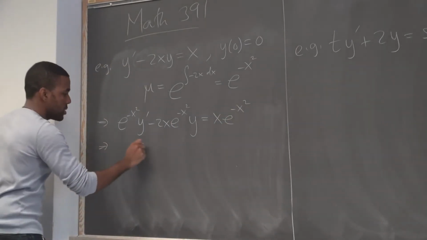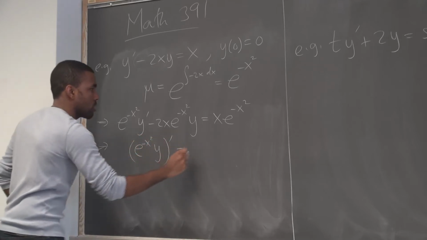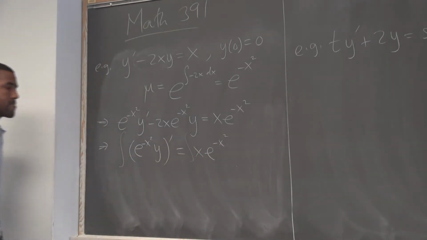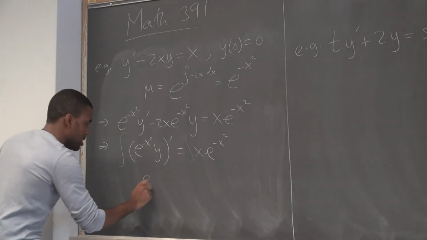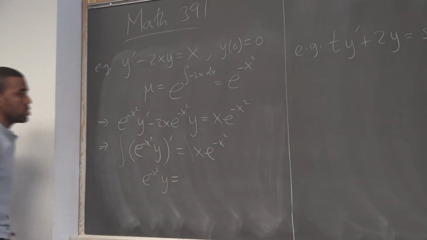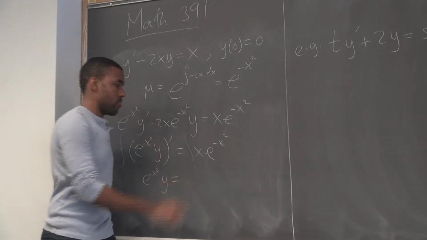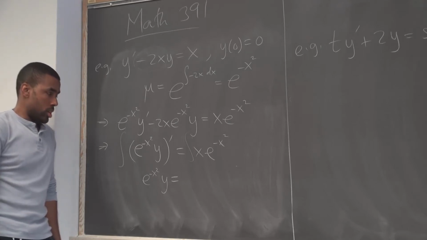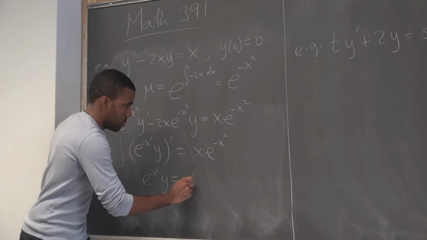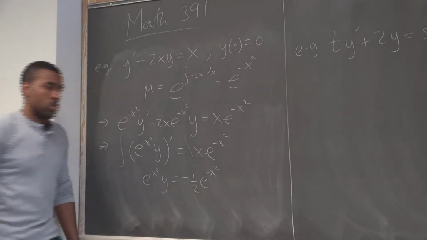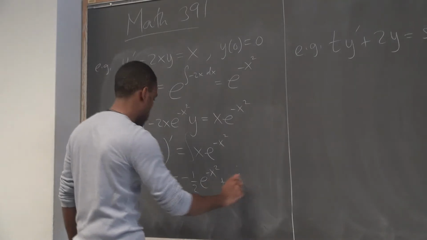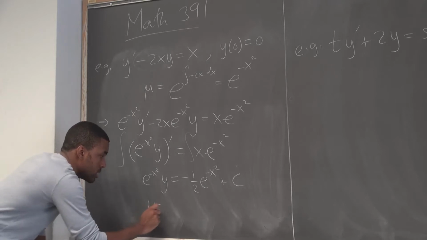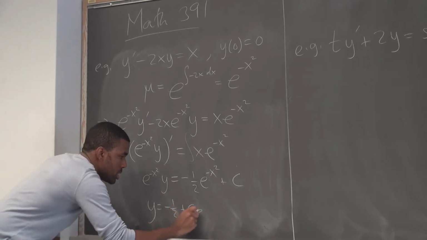I don't have to think about it, the left side is going to be this guy. And now I just integrate both sides. So the left side, e to the minus x squared y, would be equal to, how do I integrate this? U substitution. And the result would be what? Right? Plus c. And then to solve for y, I just divide by e to the minus x squared. Therefore, I get y is equal to minus 1/2 plus c e to the x squared.